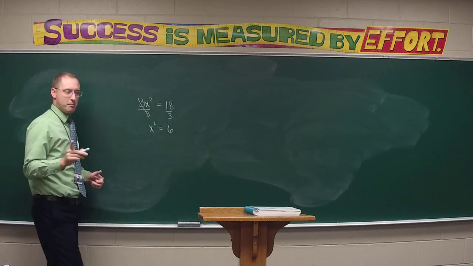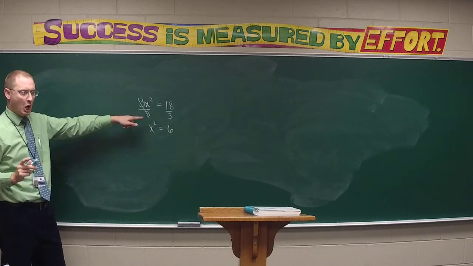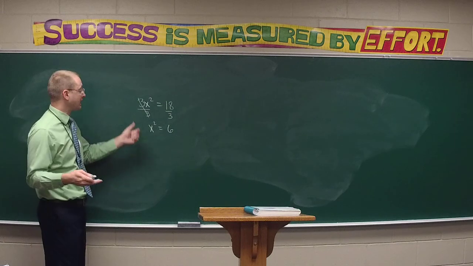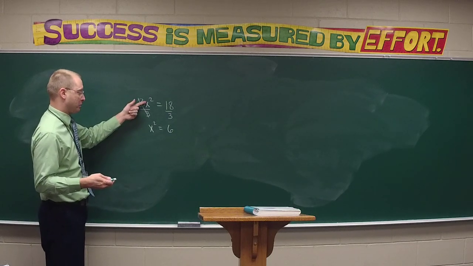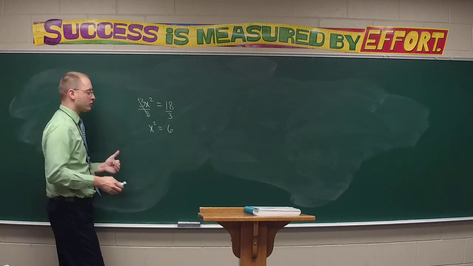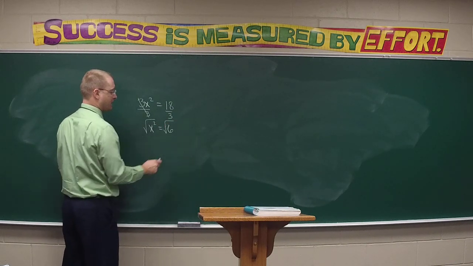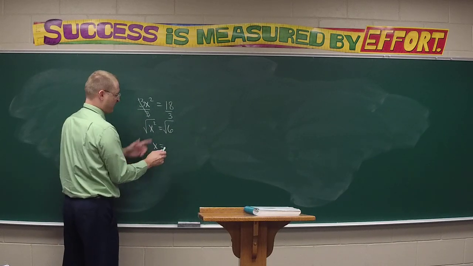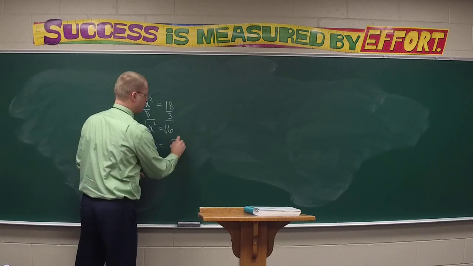But you notice the x isn't by itself. There's this squared with it. Well, how can I cause a squared to disappear? Do the opposite. Just like I divided away a 3 to get rid of a times 3, to get rid of a square, I can do the opposite, which is what? Square root of both sides. And of course, the square root of x squared is x, and the square root of 6. Well, that's not rational, so we'll just leave the square root of 6.